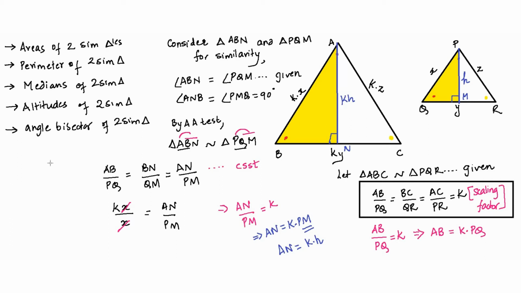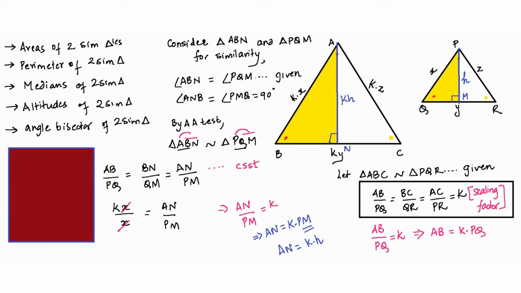Let me just summarize it in the box over here. Earlier we found that in two similar triangles, perimeter 1 by perimeter 2, that is the ratio of the perimeters of two triangles, was equal to the scaling factor K. And now we have found out that the altitudes of two similar triangles are also scaling by a factor of K.